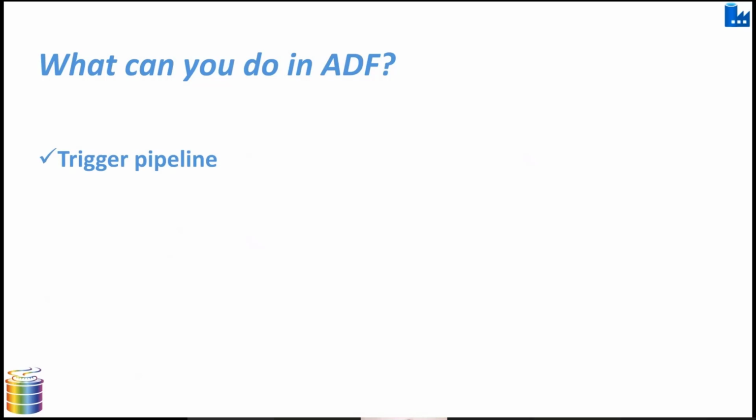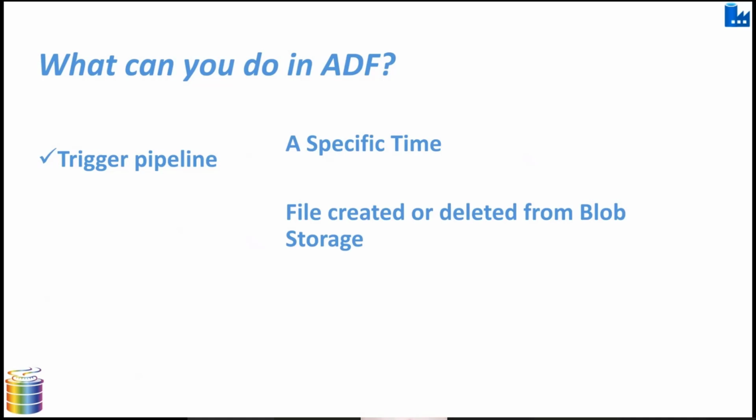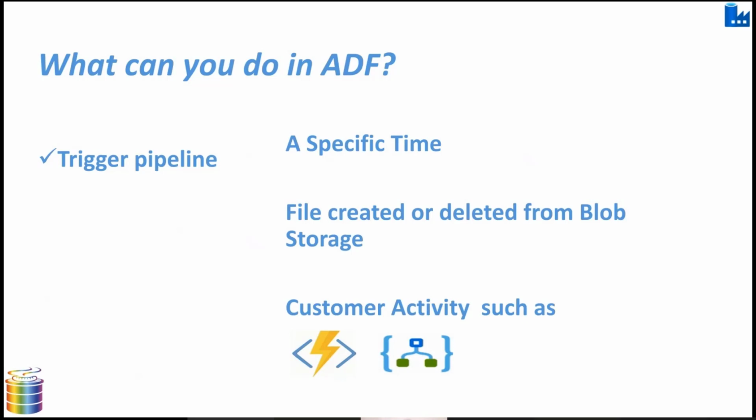You can also trigger your pipeline. Your pipeline can be triggered in various different ways. It can be triggered based on a schedule, at a specific time. It can be triggered when a file is created in your blob storage or deleted from your blob storage. For example, when a specific file is created in your blob storage, the trigger will execute your pipeline. And you can use a custom activity such as Azure Function, Logic Apps, PowerShell, and C# code. This way your pipeline can be triggered.